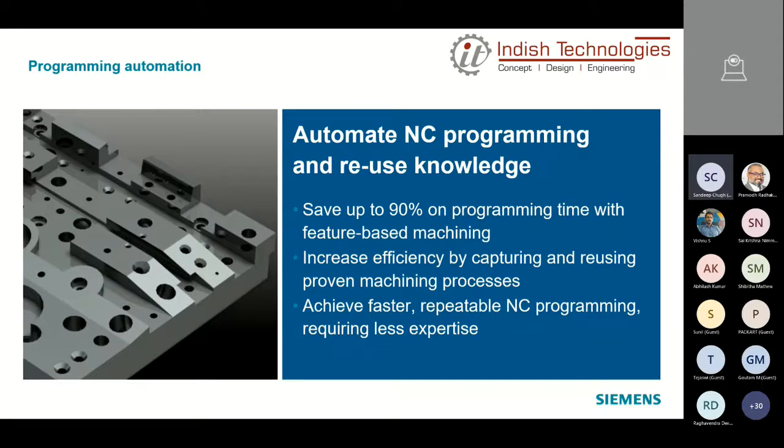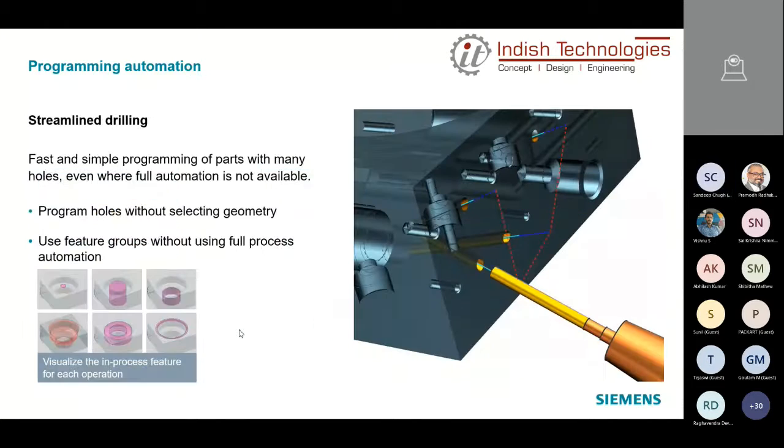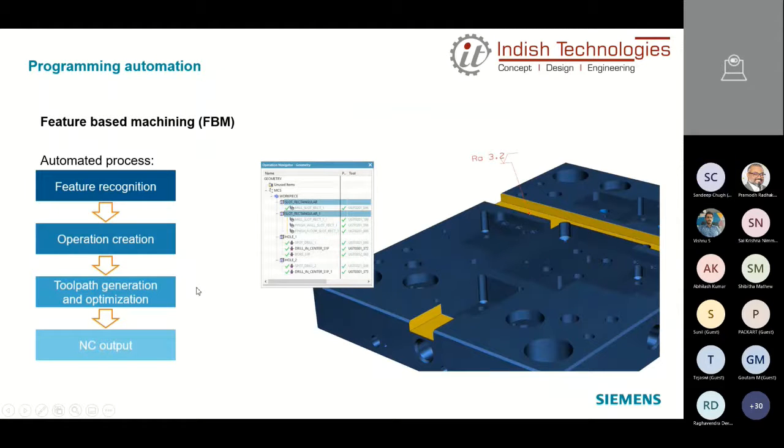And the programmer who is doing that and the operator who is going to run that operation will have double confidence, because it's a reuse of knowledge. He knows the earlier operation was also of this sort and it had run successfully. This time also he will have much higher confidence. How does it work? Just let me go back. It first recognizes the feature, creates the operation, generates the toolpath, optimizes, and gives the NC output without much involvement of the user.